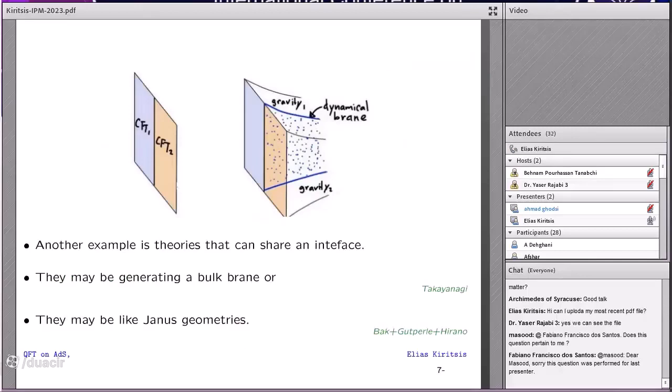There is another way, on the other hand, also to describe proximity. For example, you have CFT1, CFT2, and then you can ask, is there an interface theory which can connect these two theories over a common boundary, which is described here? And if you have a holographic definition, that would mean, in terms of the setup that Takayanagi described several years ago, having here a brane that will go into the bulk and separate the two theories. Now, we know of such solutions, in fact, in string theory. These are known as Janus geometries, found first by Bak, Gutperle and Hirano, and they describe precisely interfaces between two different CFTs.